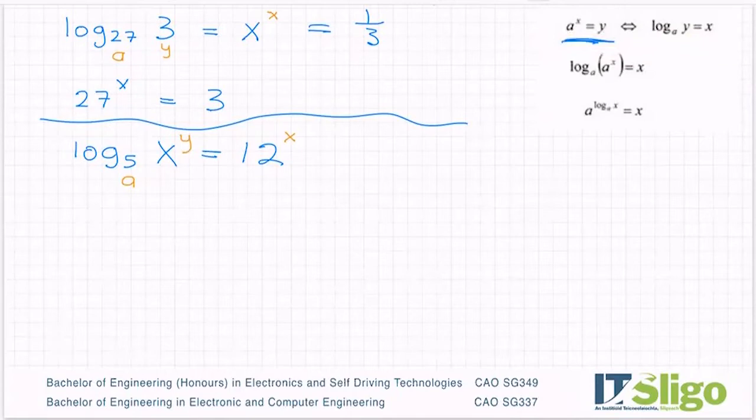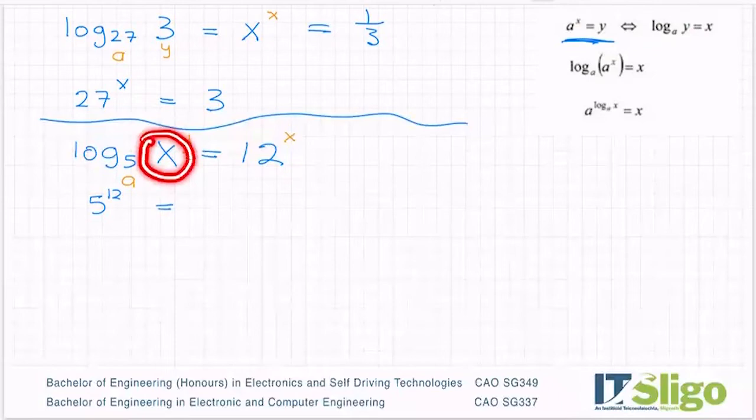So my base number, your base number in your log, becomes your base number in your indices. So my base number is 5. Your answer to your log, so the log of a number is the power, becomes your power in your indices. So that 12 here becomes your power. And then the log of a number goes out there. And 5 to the 12 you can put into your calculator.